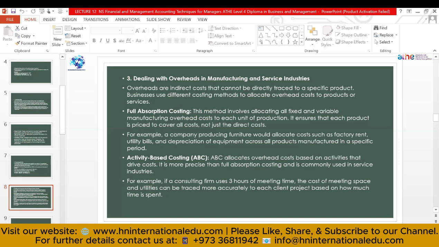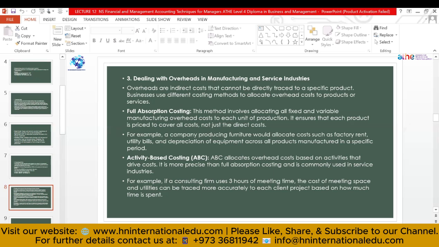For example, a company producing furniture would allocate the costs such as factory rent, utility bills, and depreciation. Depreciation is the useful life of an asset over a period of time, and it always depreciates, that is, reduces, of an equipment across all products manufactured in a specific period. You're going to calculate each and everything. How? When you're able to know how many units are being produced.